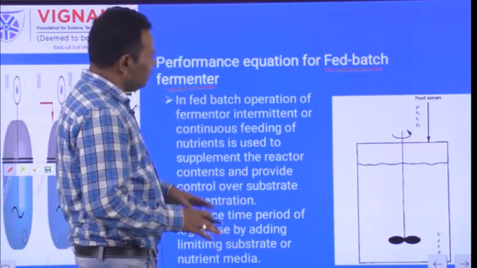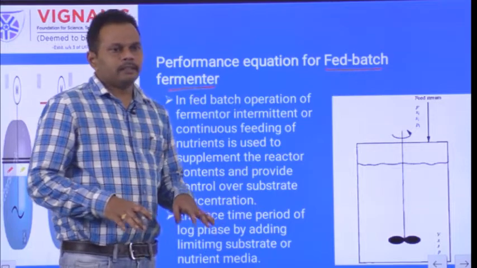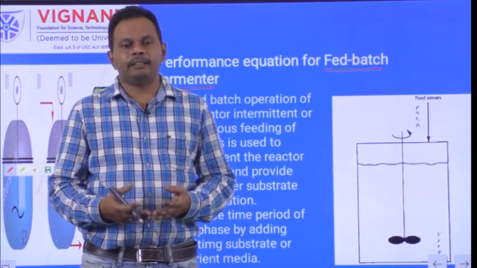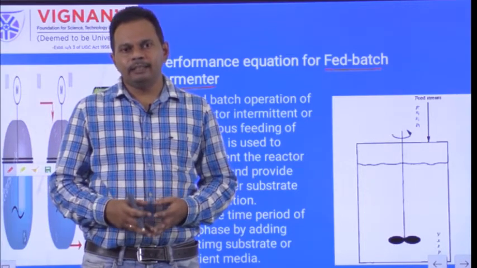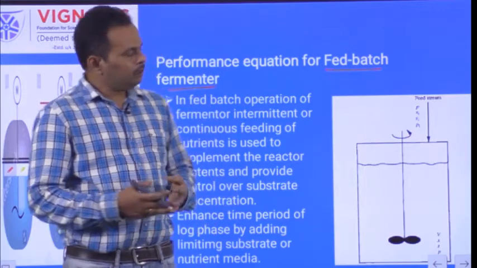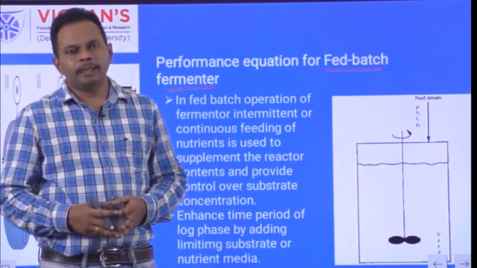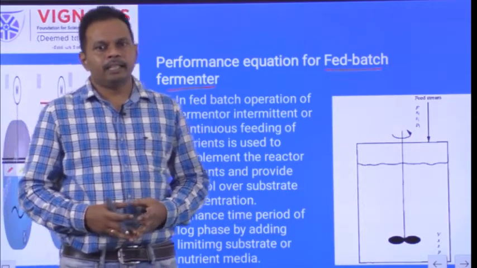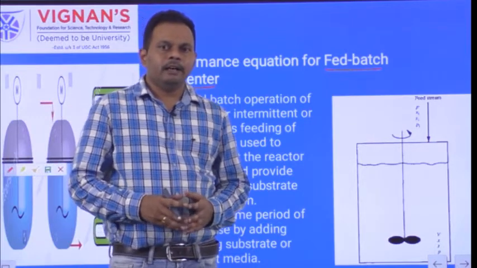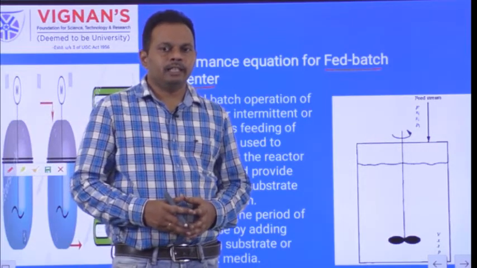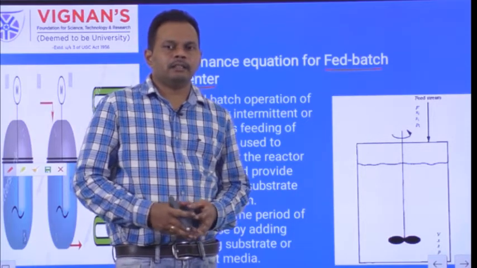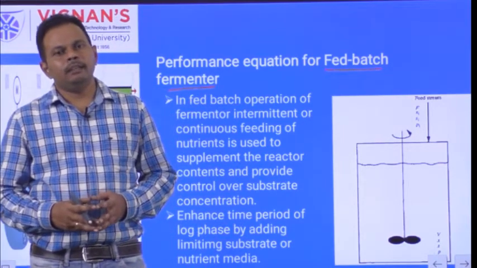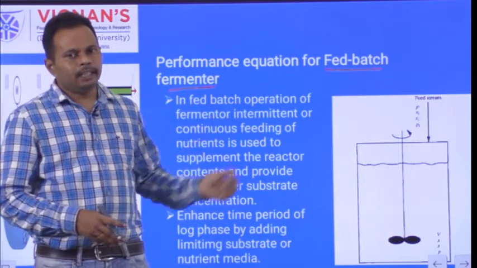So within the batch fermenter, once the exhaustion of the nutrient media takes place, we don't have the provision for adding additional nutrient. Suppose we are able to extend the time period of the log phase or exponential phase, automatically we can obtain higher amounts of biomass. Once you obtain higher biomass, you can obtain higher product concentration, whether intracellular or extracellular product. For that, we need to extend the time period of the exponential phase. That can be done in the fed batch fermenter.